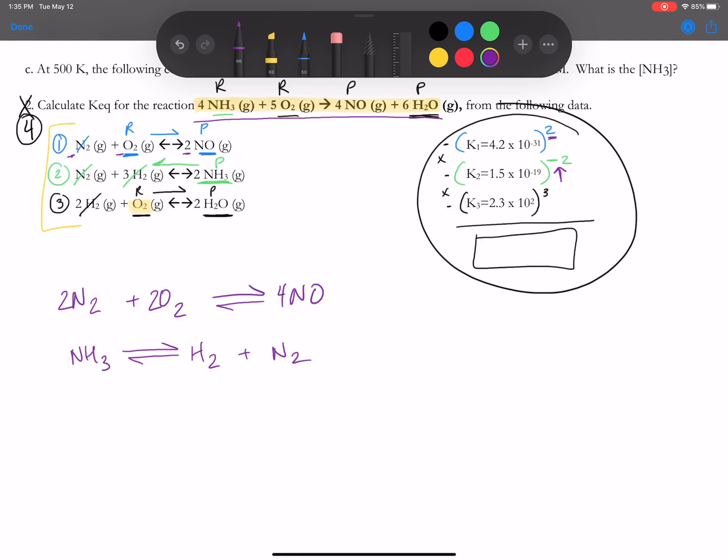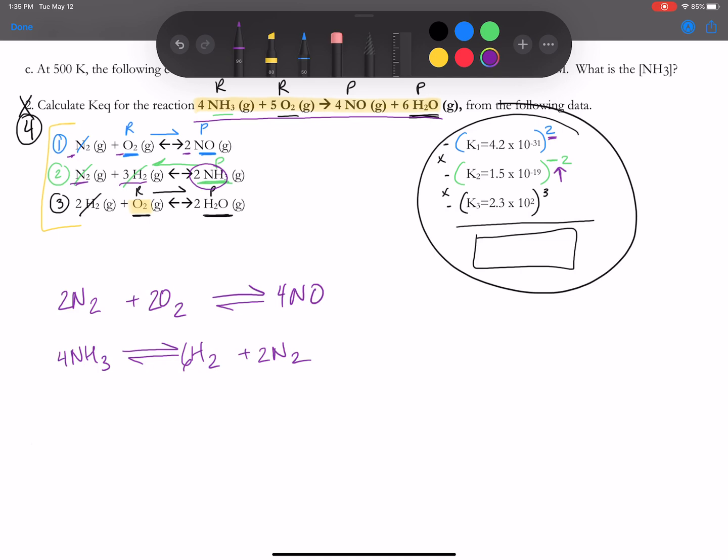Now I need to deal with my coefficients. Remember, I ultimately took it to the second power. The negative is already taken care of because I flipped my equation. So now I just take a look. The NH3 originally was a 2. 2 to the second power, this is going to become a 4. The H2 was a 3. 3 times 2, that's now a 6. The N2 was a 1. 1 times 2, that's now a 2.